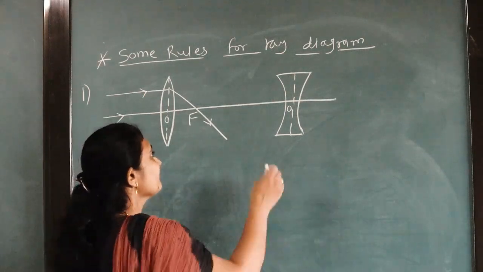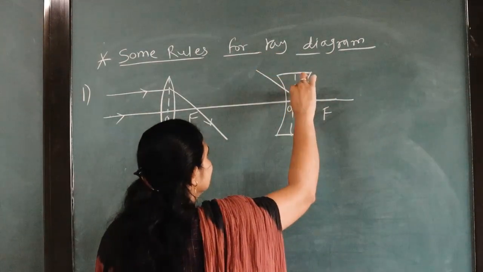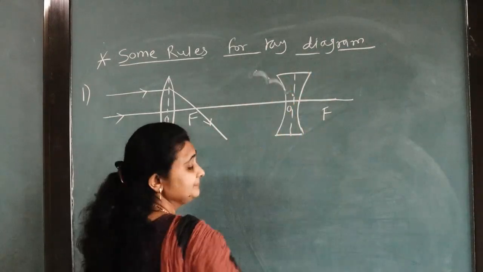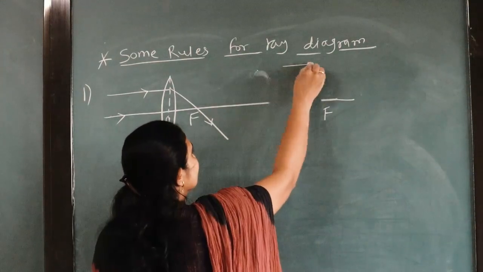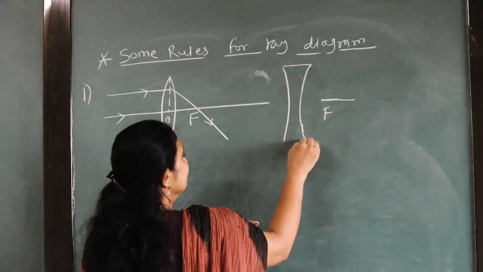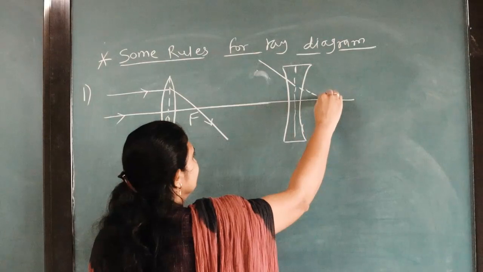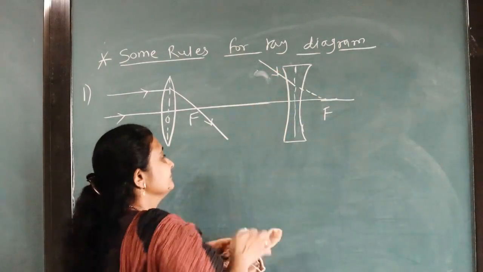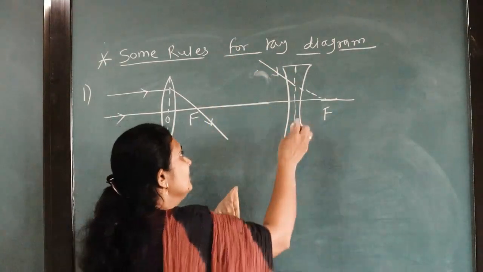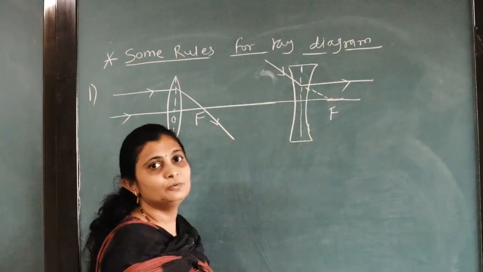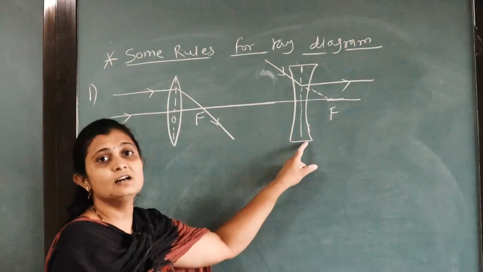Now the second one: if a ray passes through the focus, this is the focus point. If a ray passes through the focus point, then what happens? After refraction, it goes parallel to the principal axis. Understood? This is about the convex lens, and this is the concave lens.